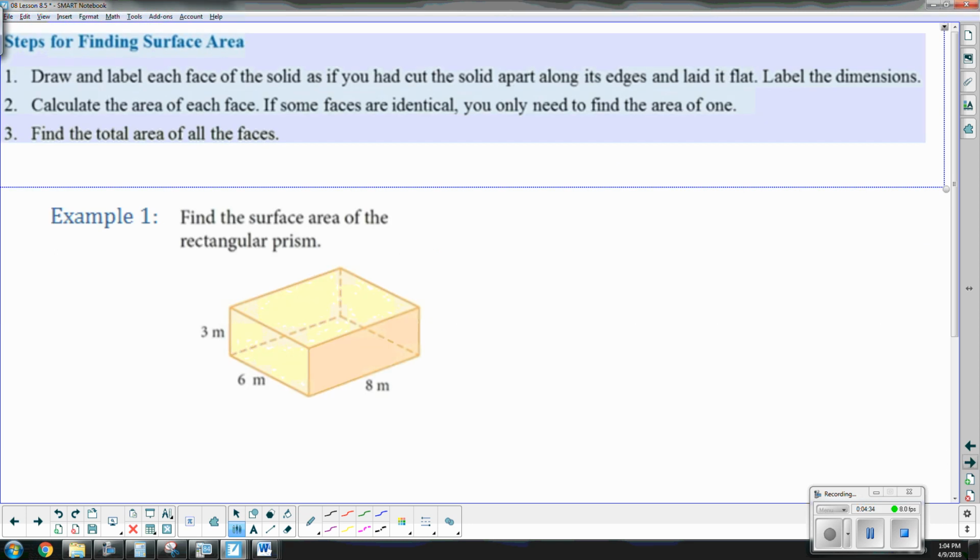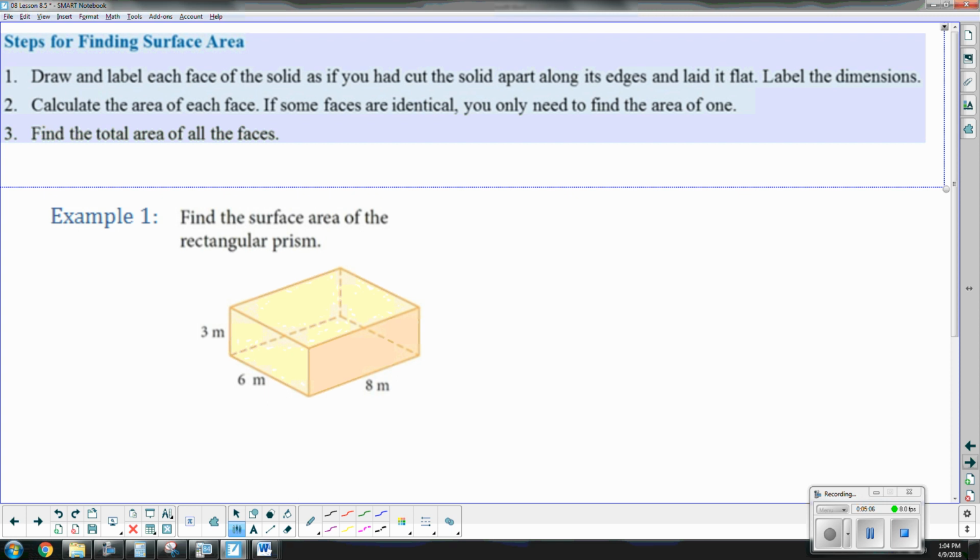So that's exactly what we're doing when we're looking for surface area. We're looking for the area of each side of a three-dimensional object. So when we do this, we're going to first draw and label the figure of the solid as if we cut it apart along its edges and laid it flat. Again, like we unfolded a box and laid it flat on the ground, how much area does it cover? So we're going to calculate the area of each face, and then we're going to add those all together.